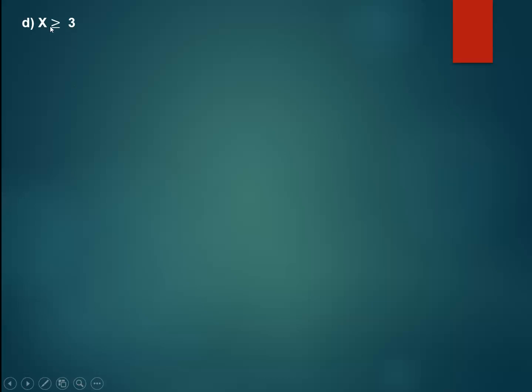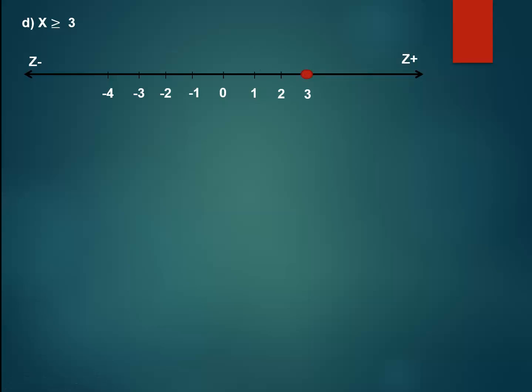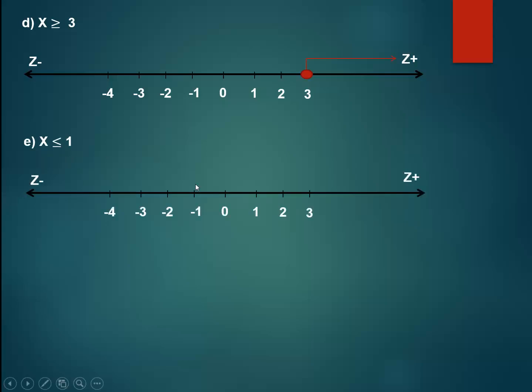X greater than or equal to 3. As long as there is equal, we will put the dark point on 3, and greater than, move to the right. Less than or equal to 1. Okay, we have equal, so we put the dark point on 1 and move to the left.